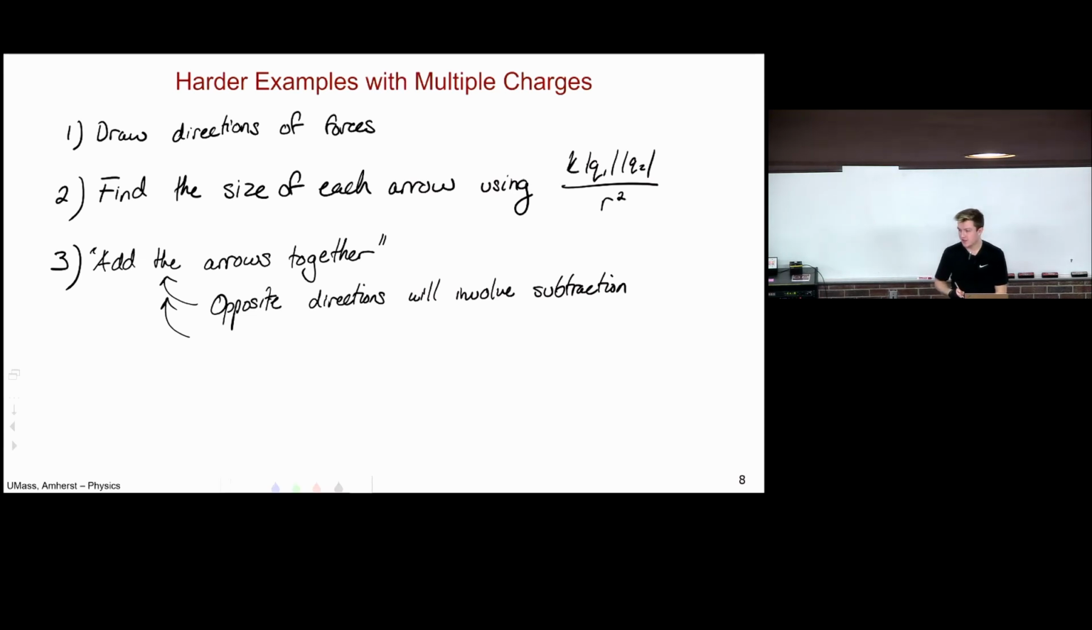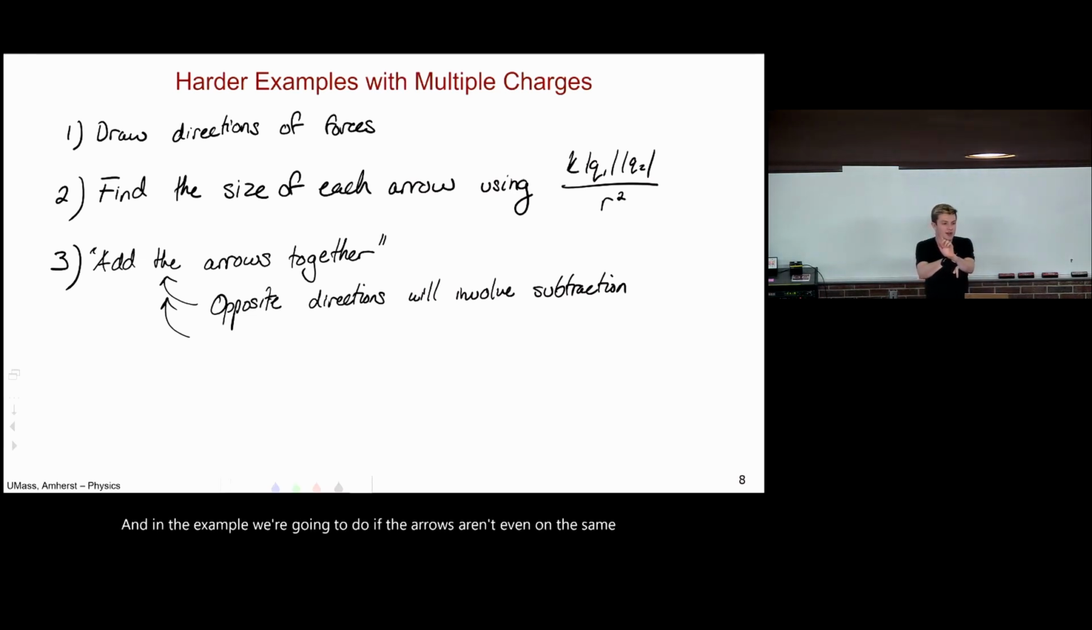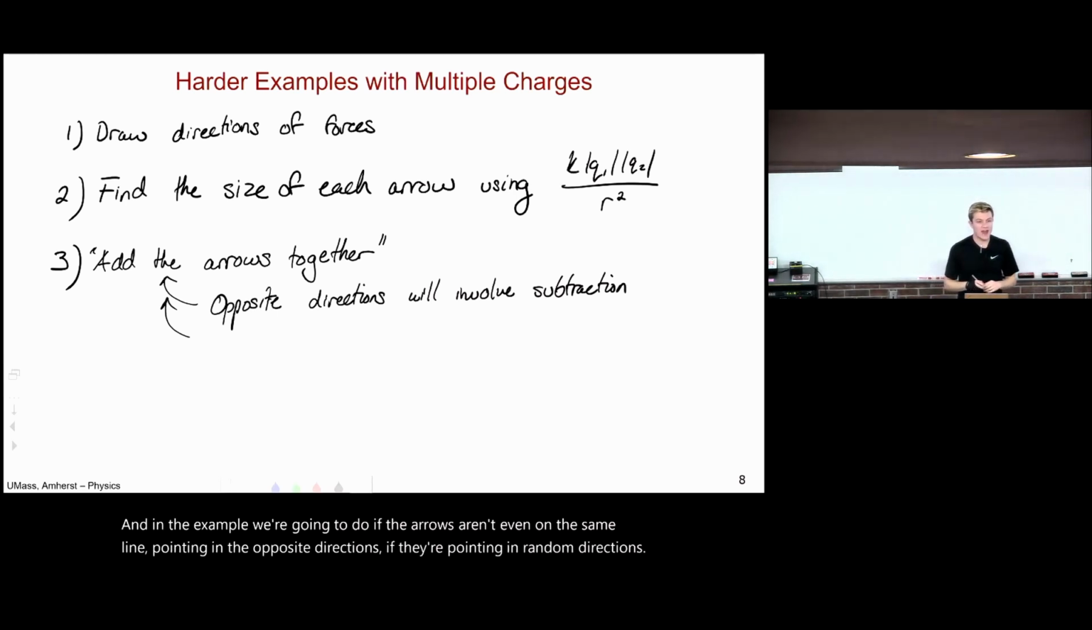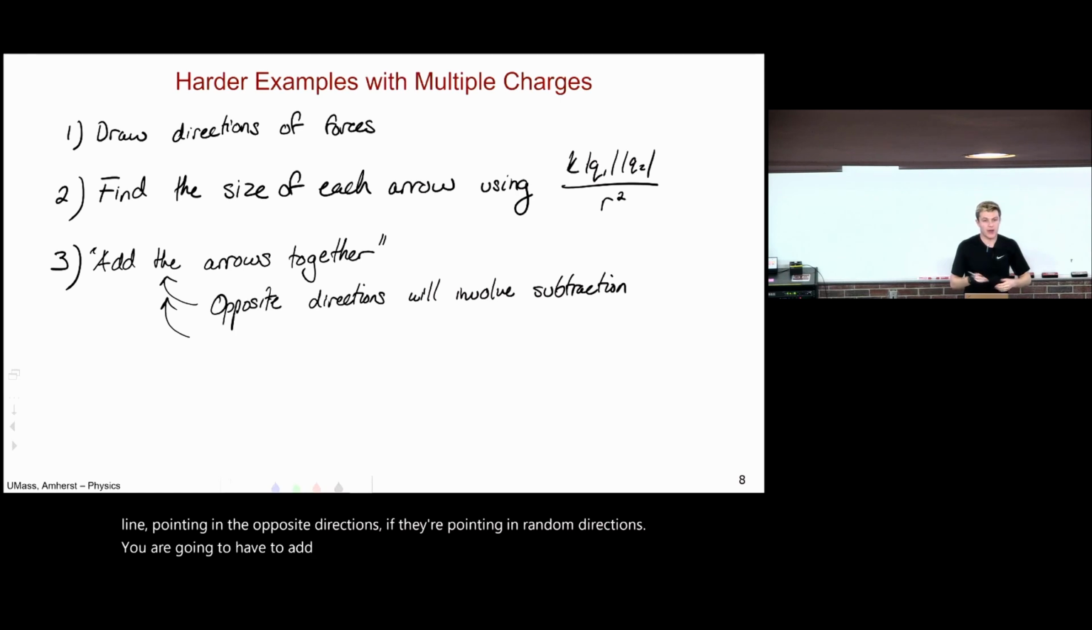And in the example we're going to do, if the arrows aren't even on the same line pointing in opposite directions, if they're pointing in random directions, you are going to have to add them by adding their x components and y components. So you're going to have to do trigonometry.